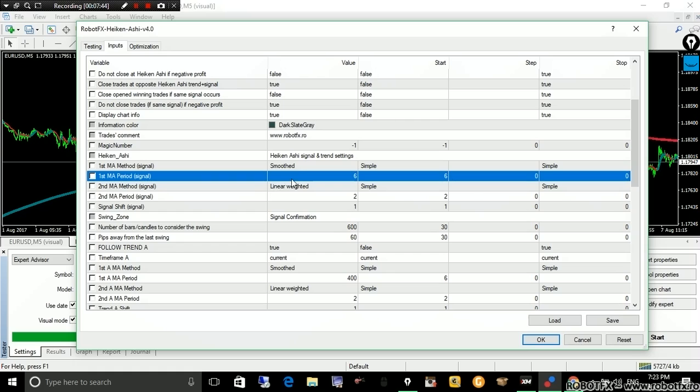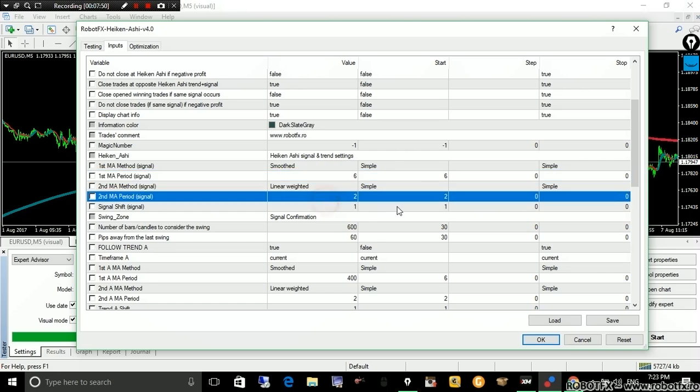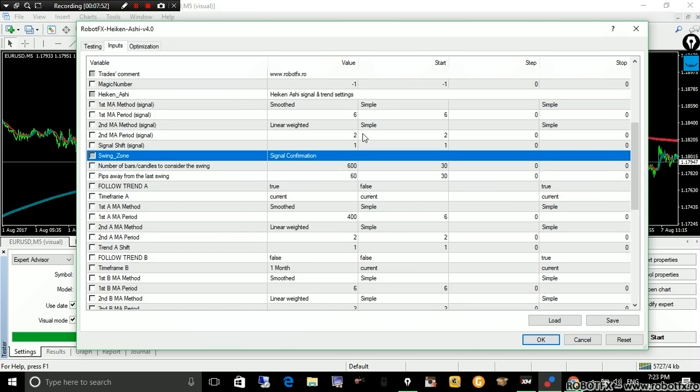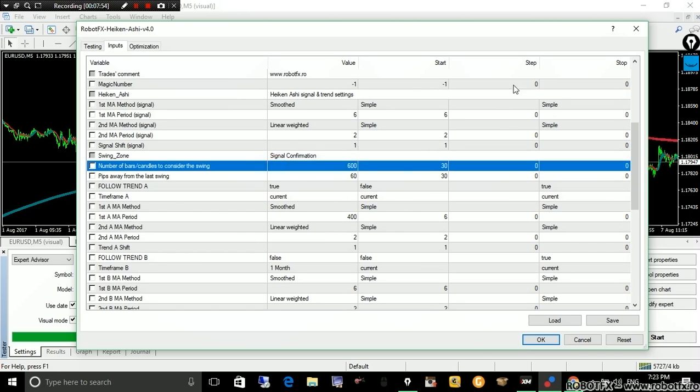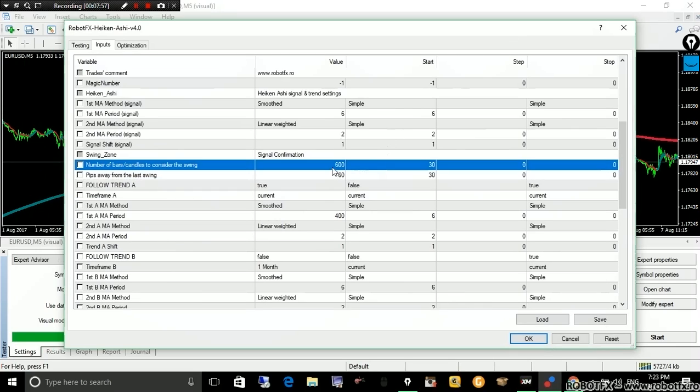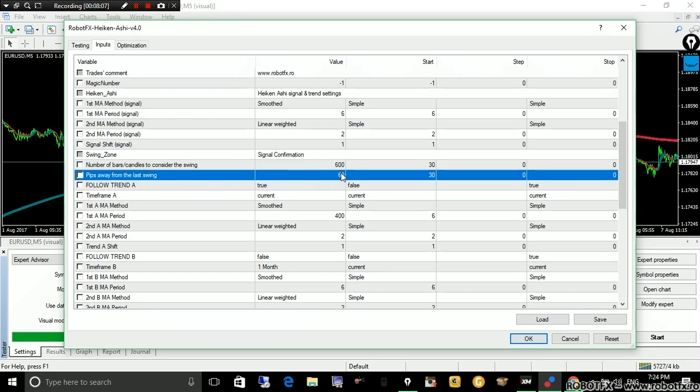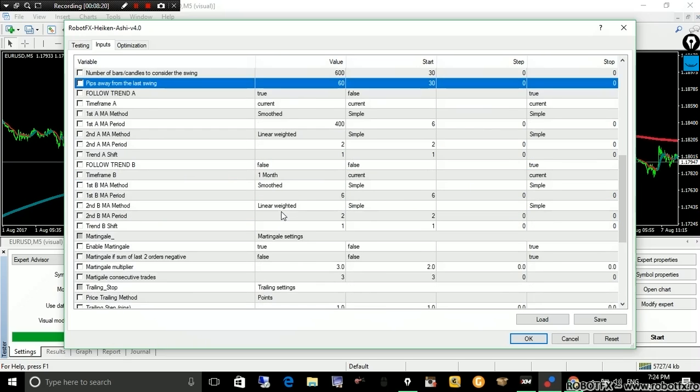And talking about signals, the Heiken Ashi is the Smoothed Heiken Ashi 6.2, and there's also the swing zone I'm using, which is quite big. I'm trading on M5, and I want the swing zone to cover 2-3 days, so I set the number of bars, number of candles for the swing zone, to 600, and the pips away from last swing to 60. If you didn't watch the second video, then I suggest you do, or I will try to further explain when the trading starts. I don't think there's anything else to say.